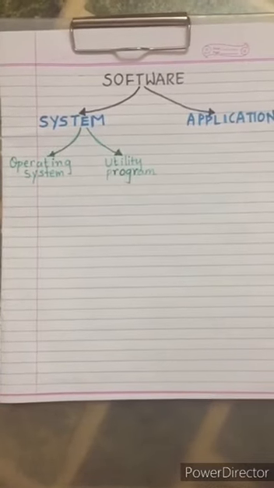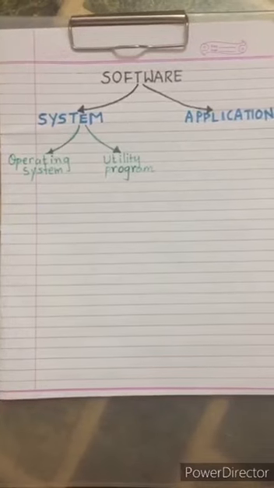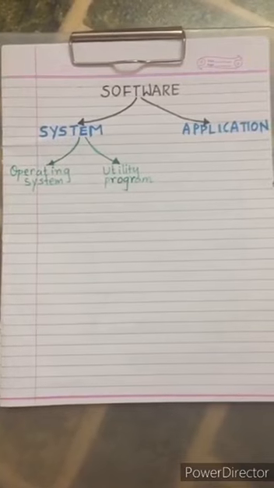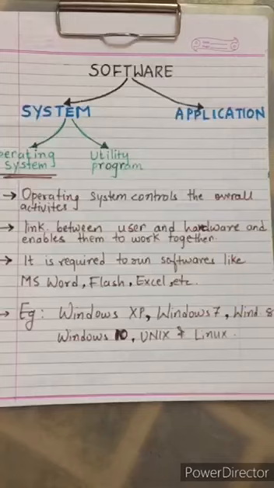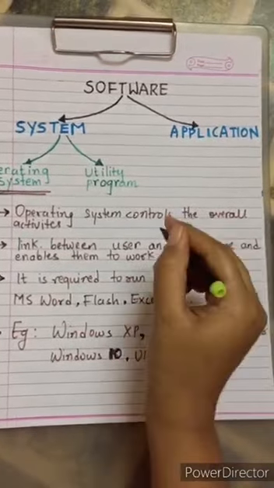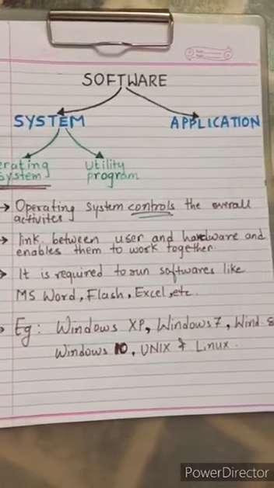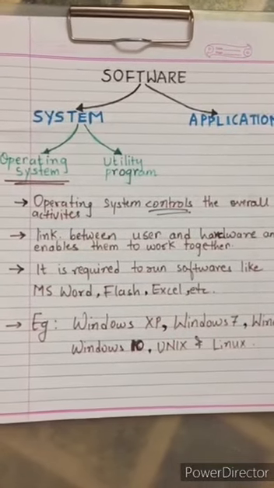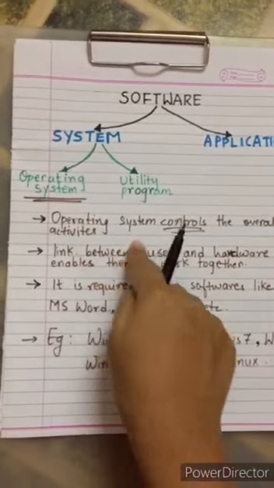Now, system software is further divided into two parts: operating system and utility program. Let us go through it one by one. So what does the operating system do? The operating system controls the overall activity of the computer. Whatever activities are going on in the back end of your computer are all controlled by the operating system.